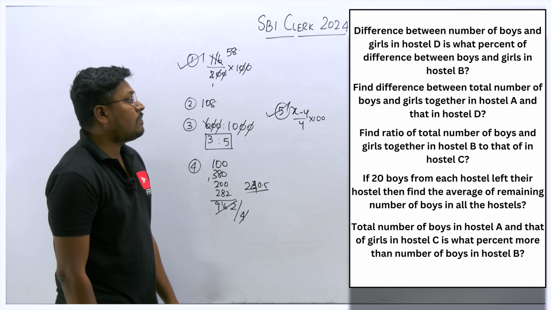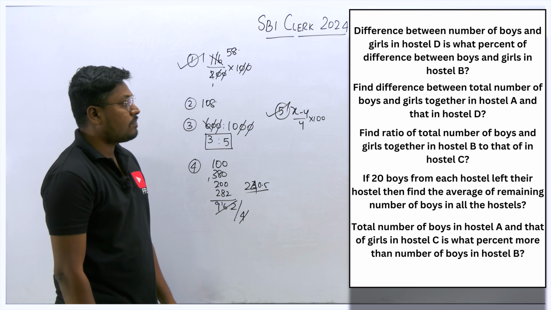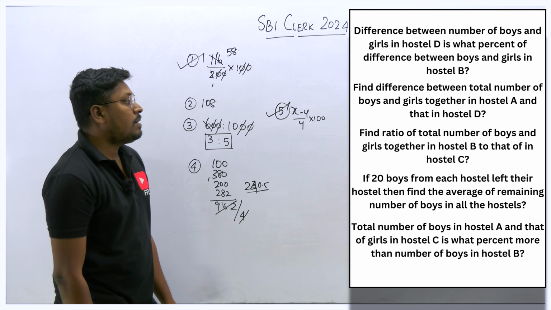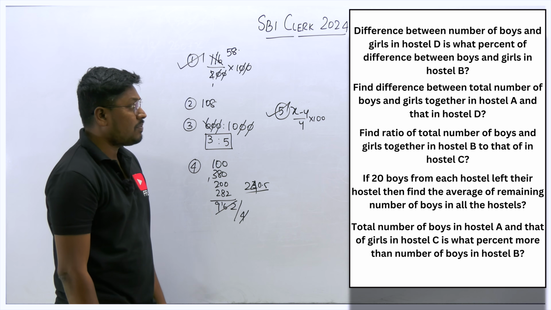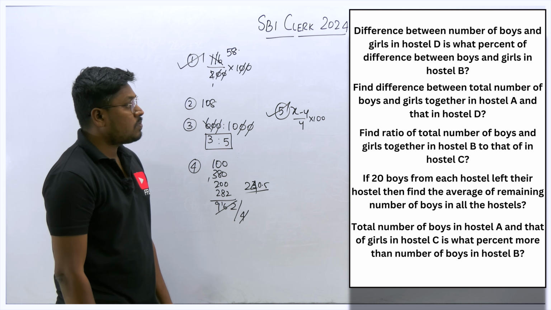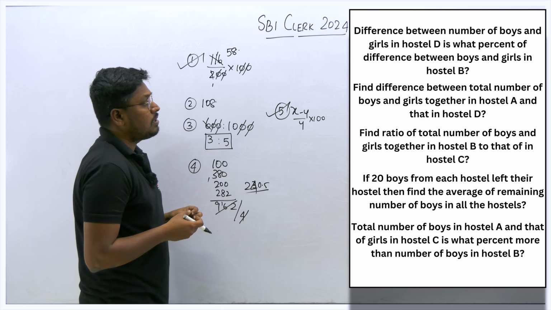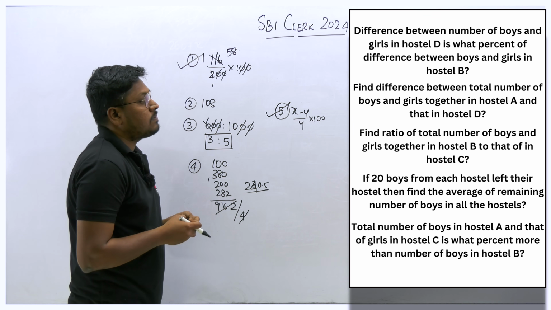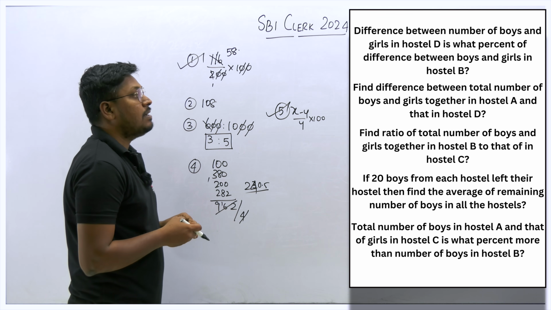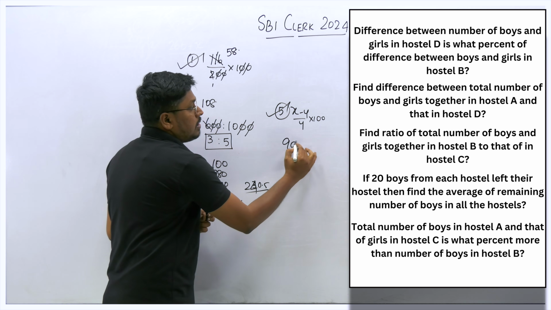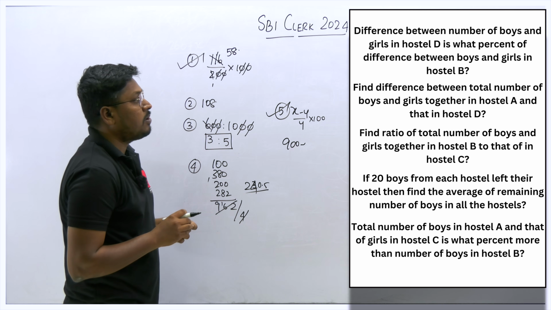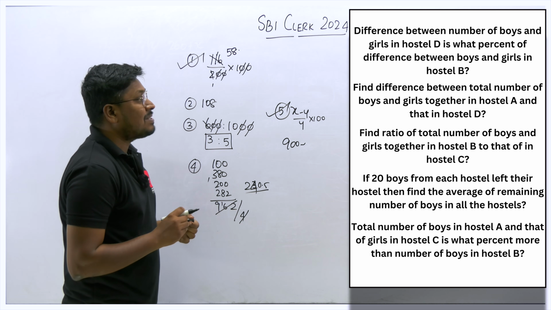So the number of boys in hostel A, and that of girls in hostel C, is what? Hostel A, the number of boys will be 120. Just a minute. Of the total number of boys in hostel A, that of girls in hostel C. Hostel A is 120 and the girls in hostel C is 780, so 900. What percentage more than the number of boys in hostel B? So boys in hostel B will be 400.